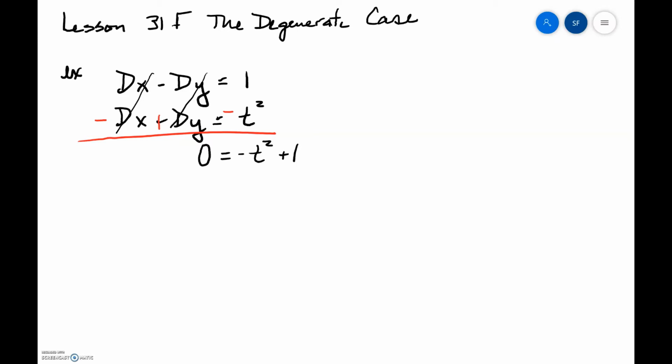Now, while I can solve this to make this true, I don't get any equations out of it. I don't have any information on x and/or y. So in that respect, this is saying there is no equation to be equal to a negative t squared plus 1. And so in this case, there is no solution.